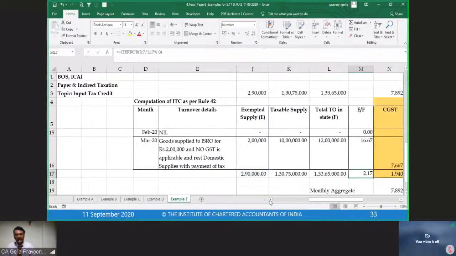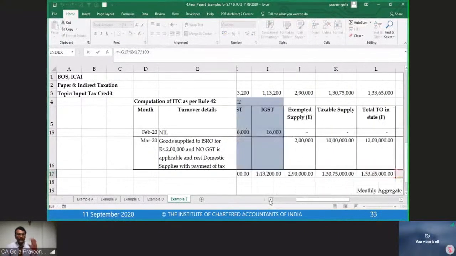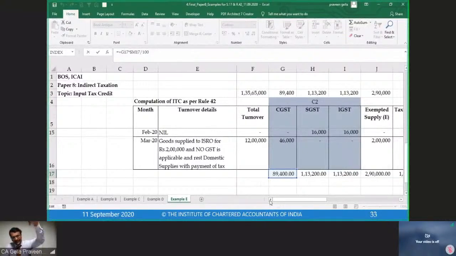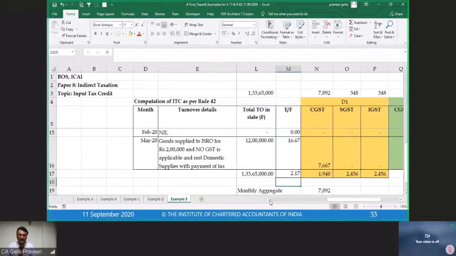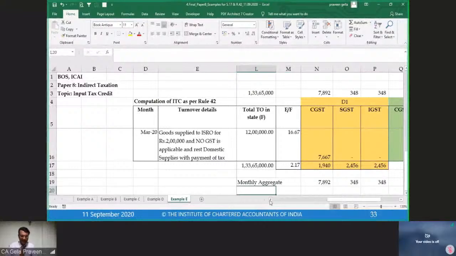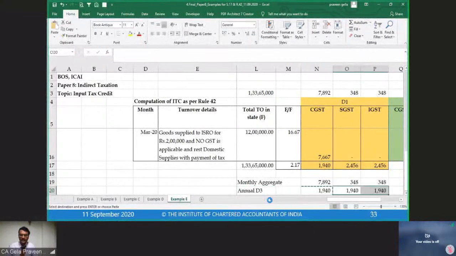I got 2.17. Now what I did, I applied this on my annual total. I applied it on 89,400. My entire credit during the year is 89,400. So when I apply, this is my annual ITC ineligible. Here, my monthly aggregate, I have already put a formula. I'm calling this monthly aggregate, and I'm doing something called annual D3. So my annual D3 is 1940, 2456, 2456.